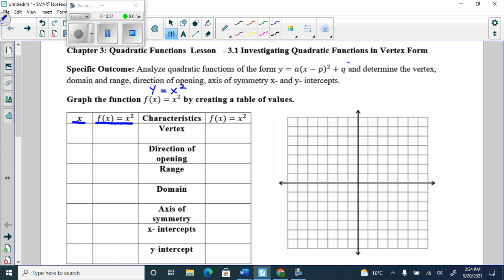The reason why I use f of x is I could draw a whole bunch of x squared graphs on one graph. I could label one of them f of x, I could label one of them g of x, one of them h of x, and I could quickly label them all, and you'd know which one actually represented which equation. That's why we use f of x instead of y.